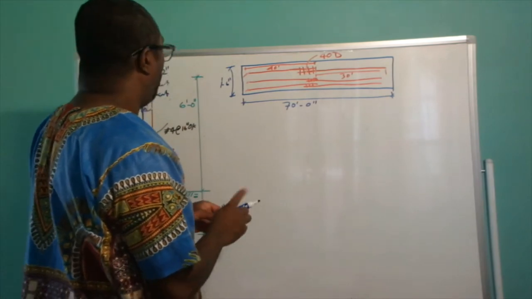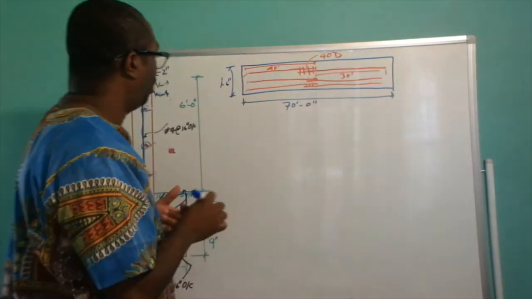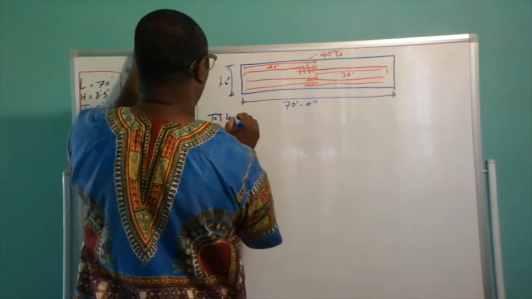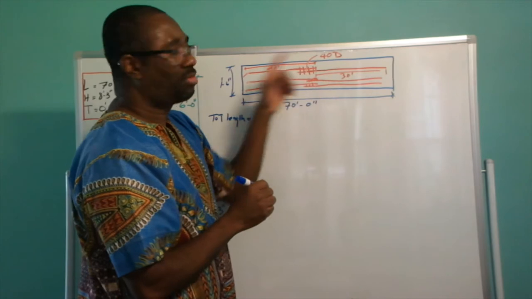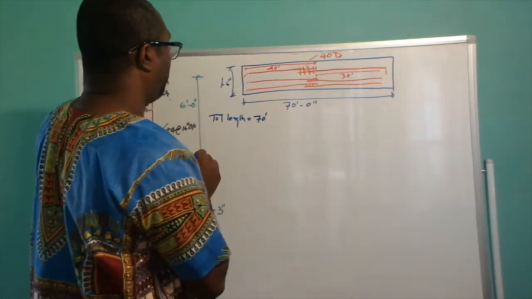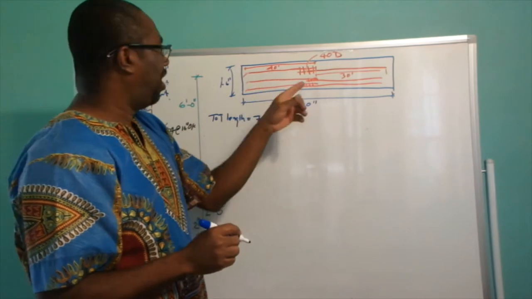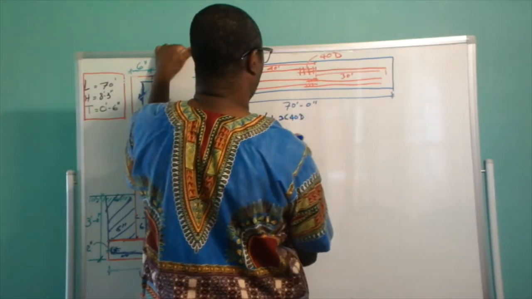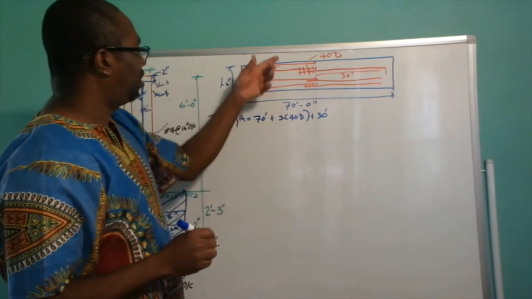So we have to calculate now the total length of this longitudinal bar. So the total length is going to equal 70, because 40 plus 30 is 70 feet, plus we have 3 laps at 40 times the diameter. So it's going to be 3 at 40D, bracket, plus 30 feet. So that is for this portion here.